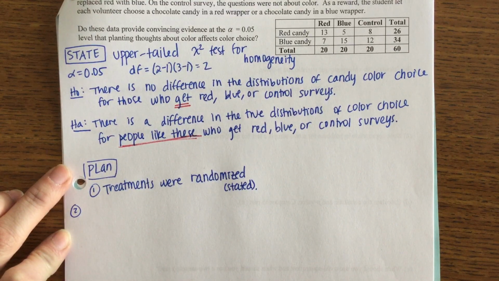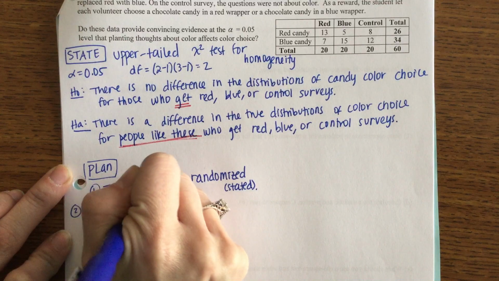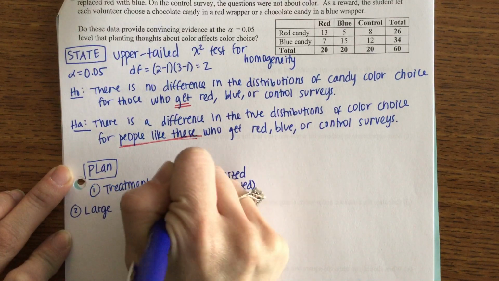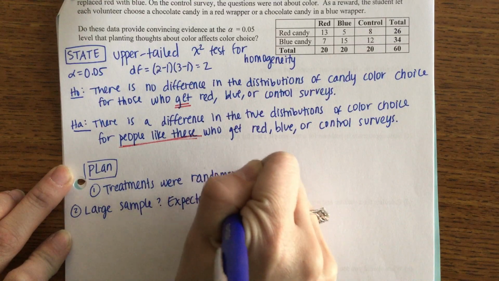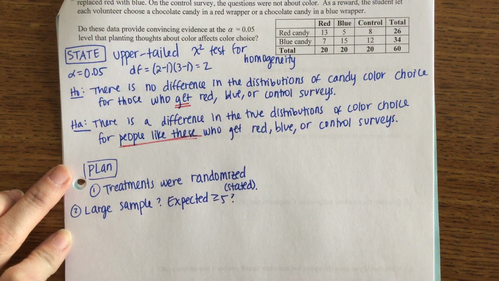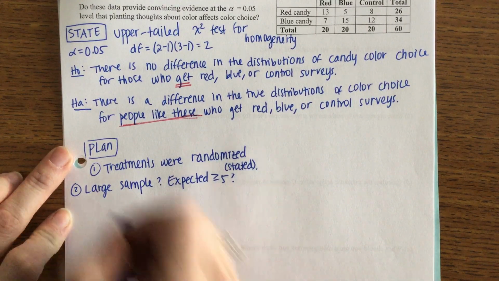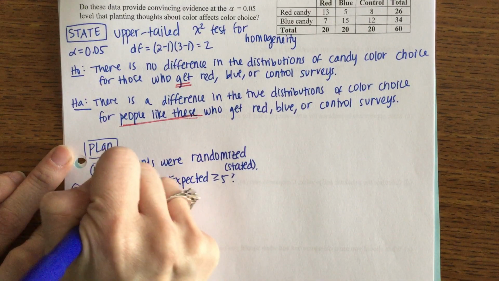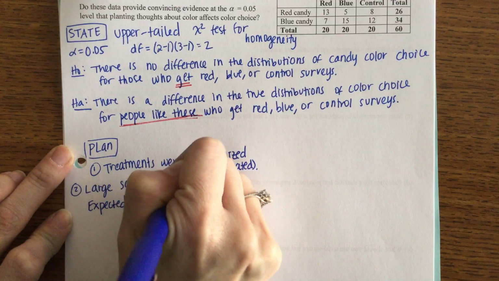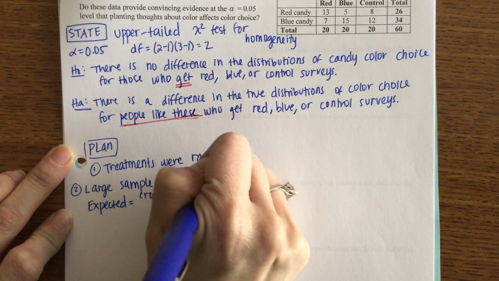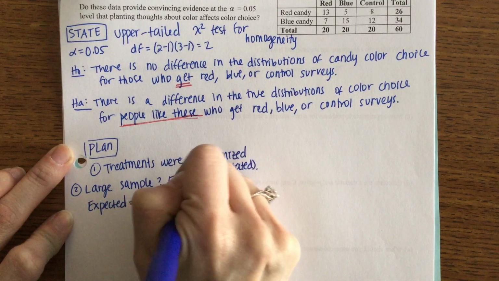Second assumption, just like goodness of fit test, you have to have a large sample. So all of your expected counts have to be at least 5. Like goodness of fit, I expect to see a formula. So for expected, you're going to do the row total times the column total divided by the grand total.